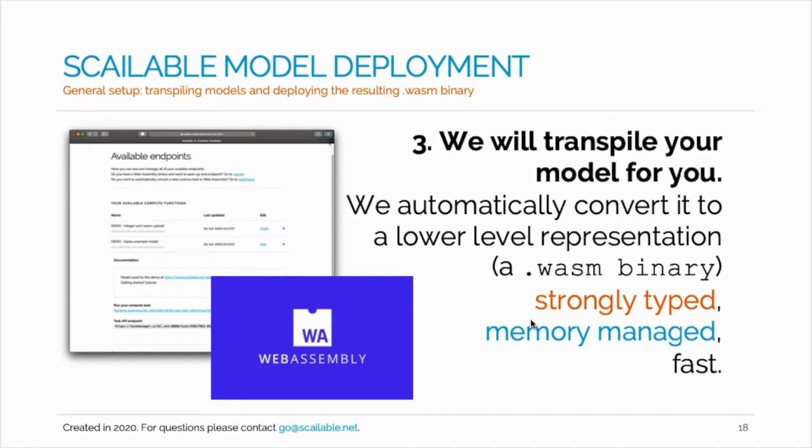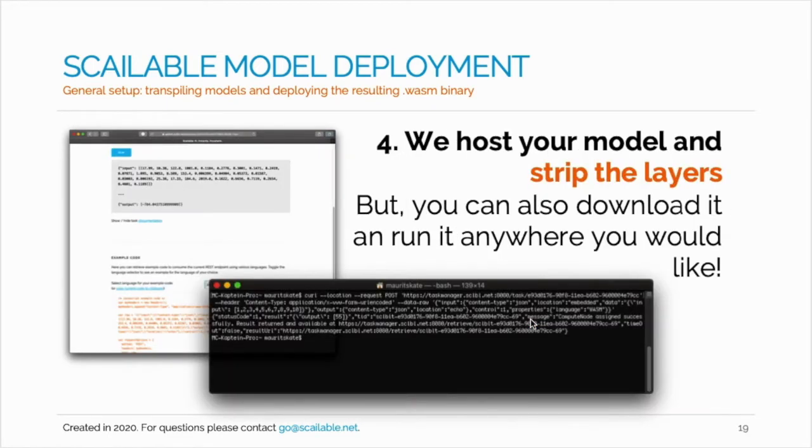Then, given this very small description of the inference task, we automatically move it to WebAssembly, which is strongly typed and memory managed. It's a super fast compile target. And from there, once you have your specific inference task available in WebAssembly, so now in a sense you've automated the rebuilding in a lower level language process, you can run this model pretty much anywhere with very few layers.